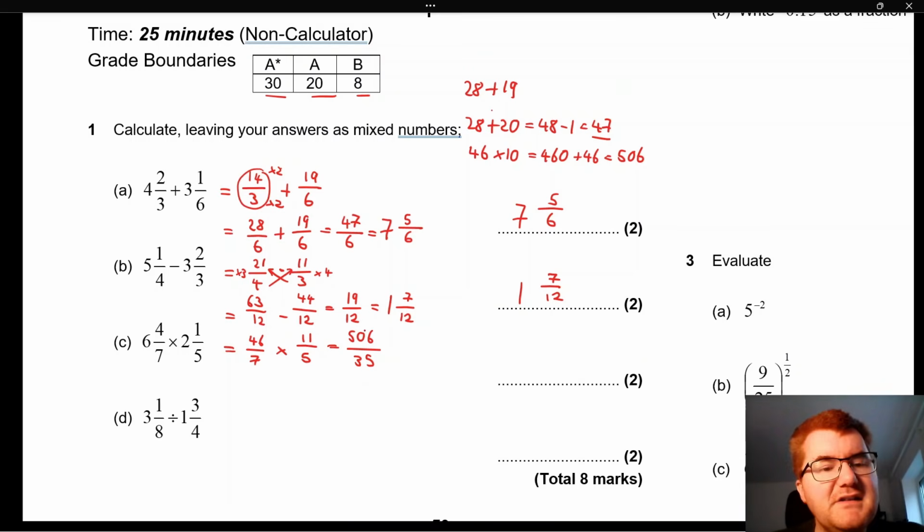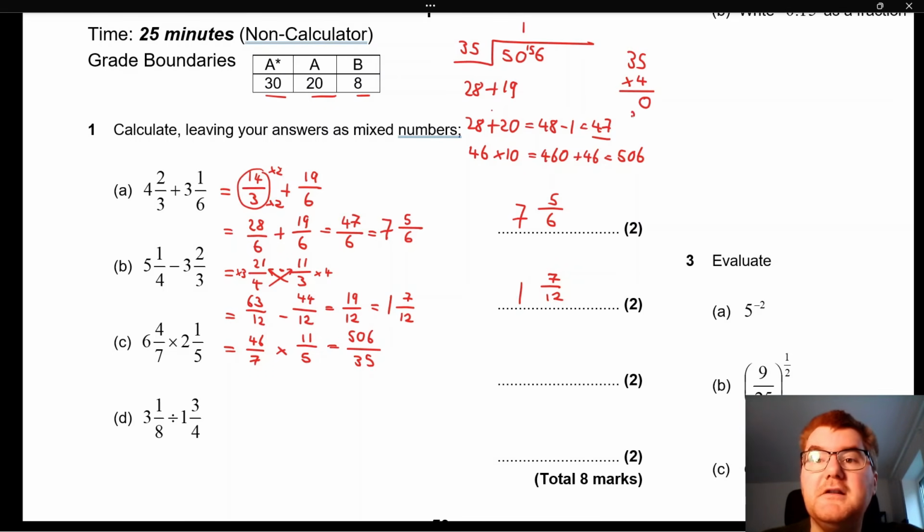Now here, 506 divided by 35, okay, that's going to be a bit more tricky to work out, but we can use the bus stop method. This is the general way for dividing. So how many 35s go into 50? That's going to be 1, remainder 15, and then 35 into 156. Again, roughly speaking, it's going to be 4 times here. So I get 0, carry the 2, 3 times 4 is 12, 140. So we get 4 here, but this gives us a remainder of 16.